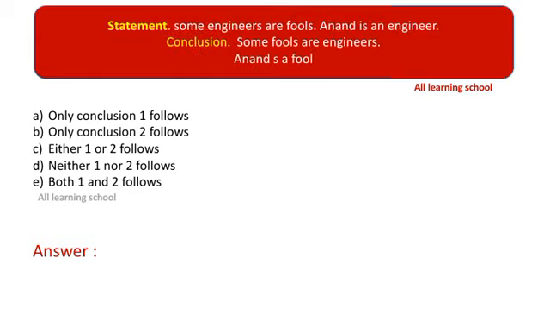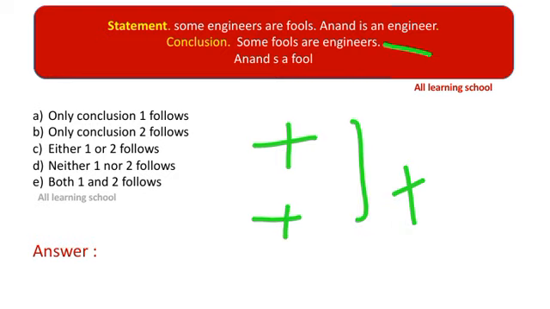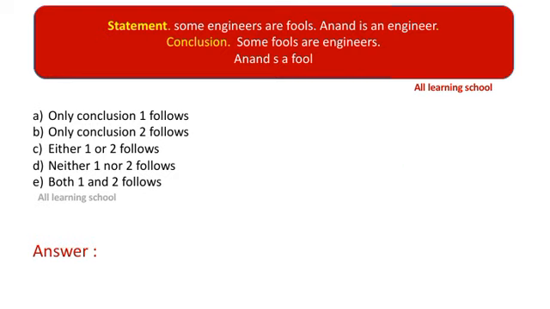Now our second last MCQ is: some engineers are fools. Anand is an engineer. The first statement is positive, the second is positive, so its conclusion should be positive. First conclusion is positive, second is also positive. Now we will look at the rule of merging. To merge these two statements, they should have a common word. The common word is engineer.